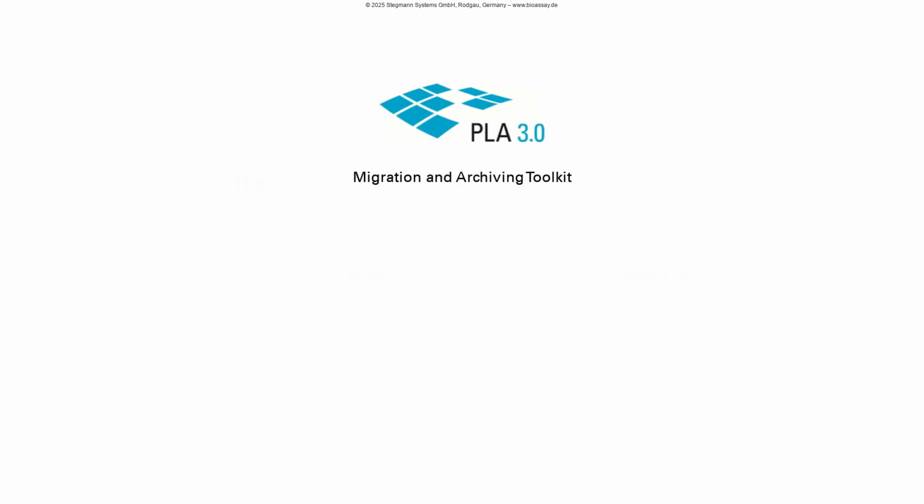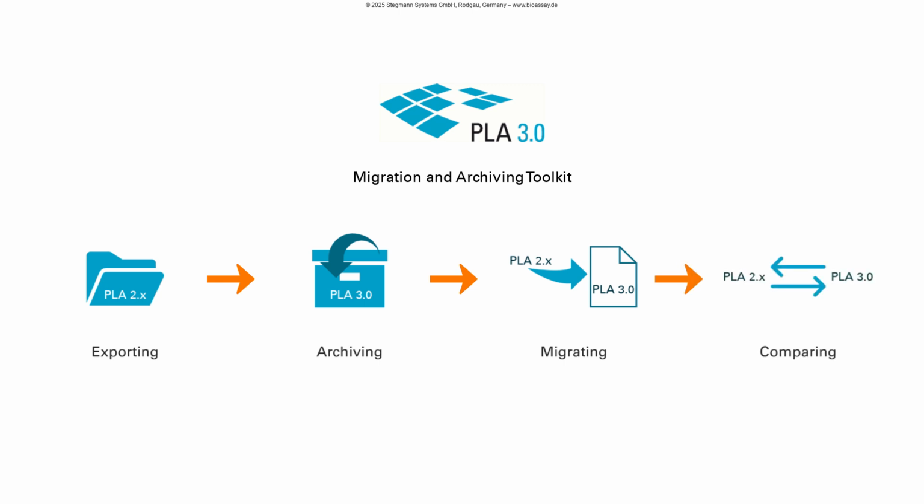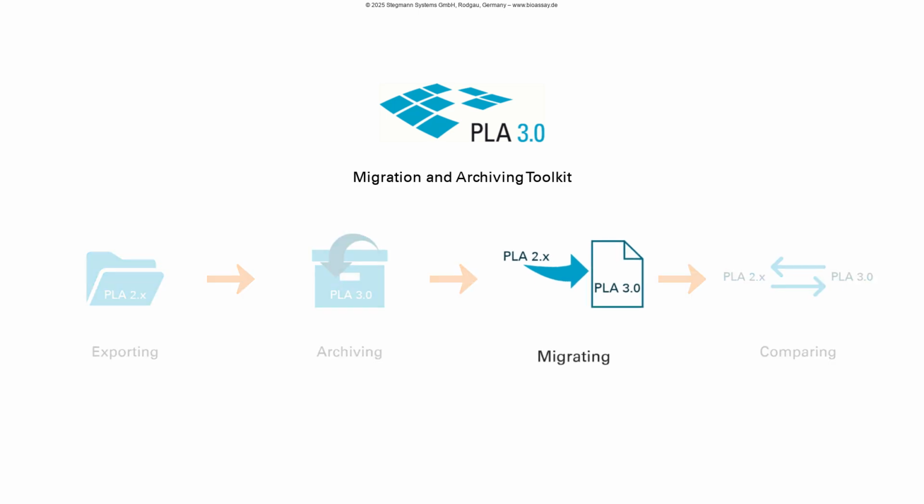The PLA 3.0 Migration and Archiving Toolkit provides all necessary tools for a compliant, safe transition. It allows for exporting PLA2 data to the hard drive, archiving that data in PLA 3, migrating PLA2 assays into PLA 3 documents, and comparing PLA2 results with PLA 3. In the following, I explain the migration procedure.